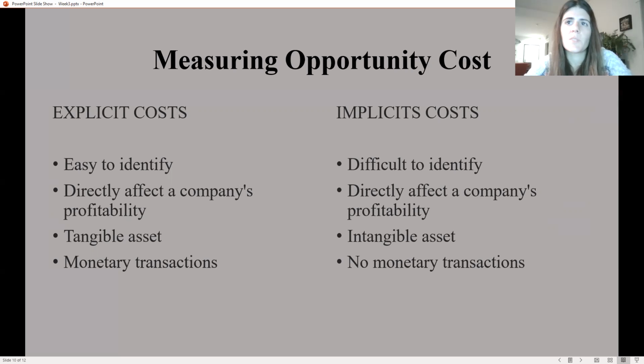However, if the firm owns the office and it is already paid off, you should consider how much it would make if the company had rented the space. This would be considered an implicit cost. So there is no monetary transaction, so it's very difficult to identify. Implicit costs could also be brand recognition, for example. It has power over the company because it brings more revenue, but it's very difficult to define its monetary value.